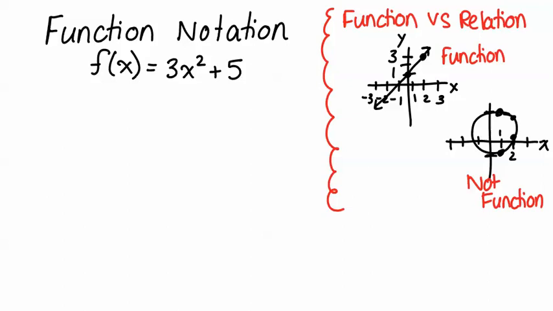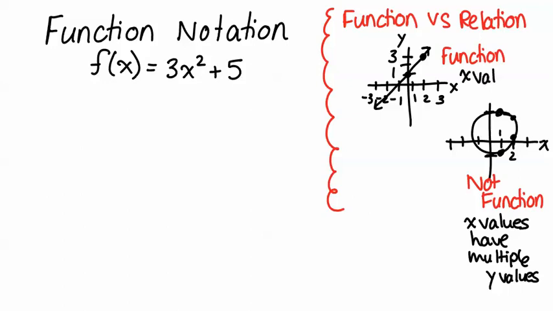So when each x value has multiple y values, they're not a function. If x values have more than one y value, they're not functions. But when x values have only one y value, they're functions. So linear is a function. Also, parabolas are functions like we did last year because for every value of x, there's only one value of y. So we like to use function notation to represent functions.